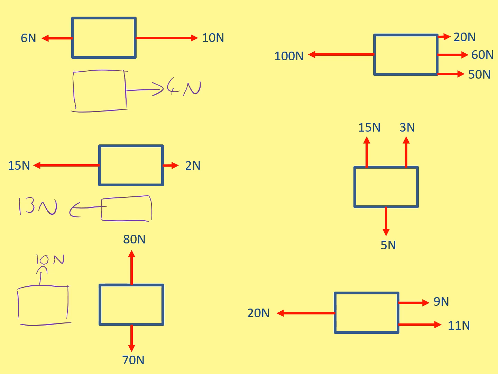Okay, this one, we've got another box as the resultant. We've got 60 plus 50 is 110. 110 plus 20 is 130. So I've got 130 pulling to the right. And I've got 100 pulling to the left. So 130 right minus 100 would be 30 newtons to the right.